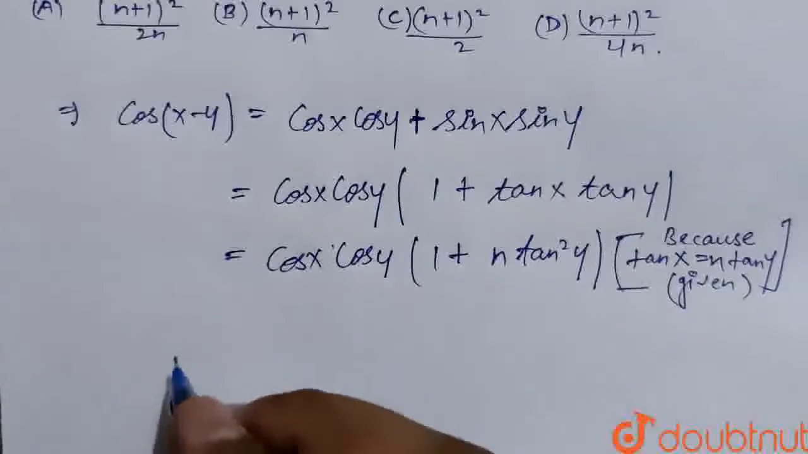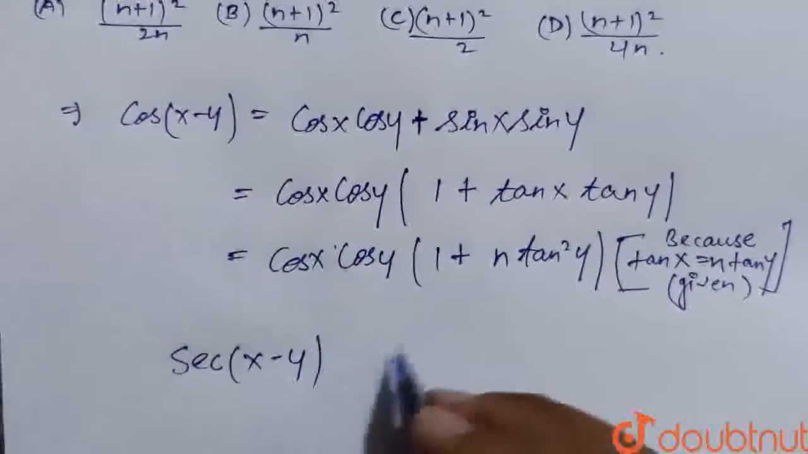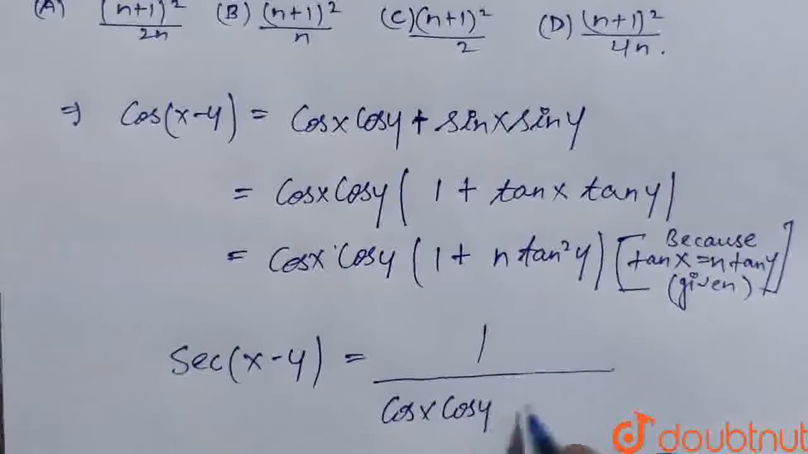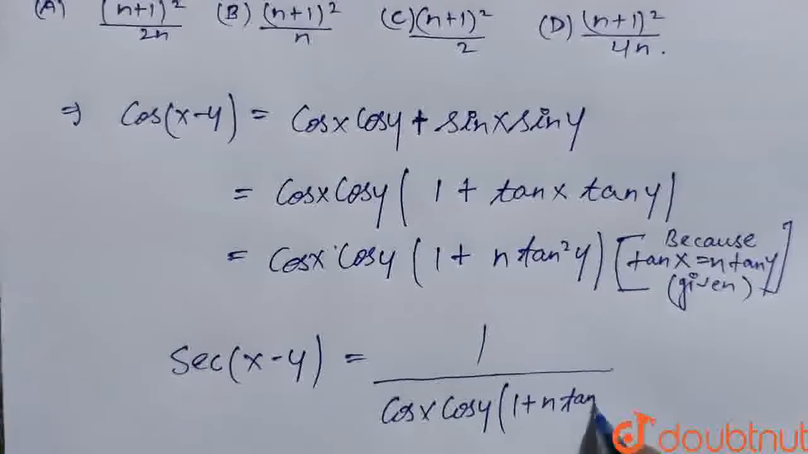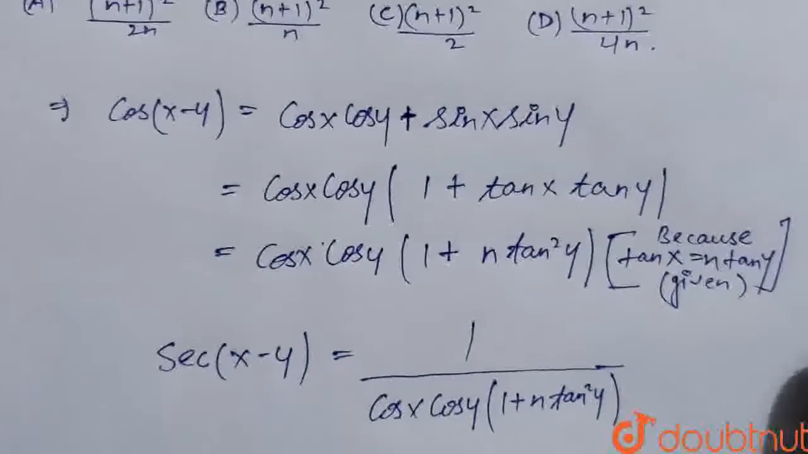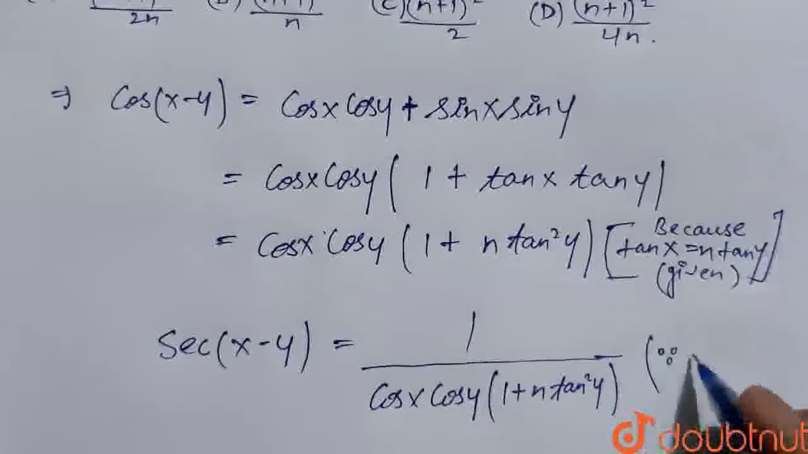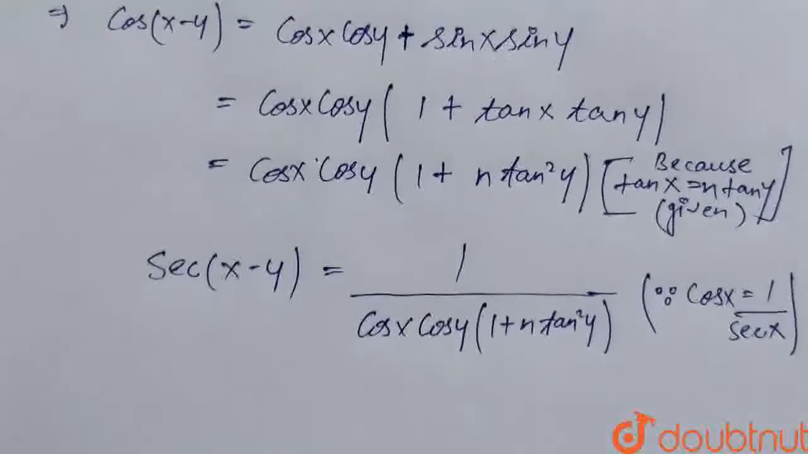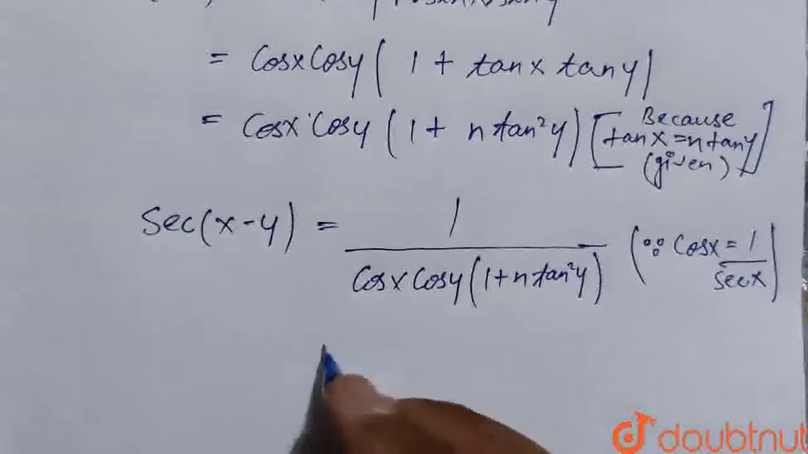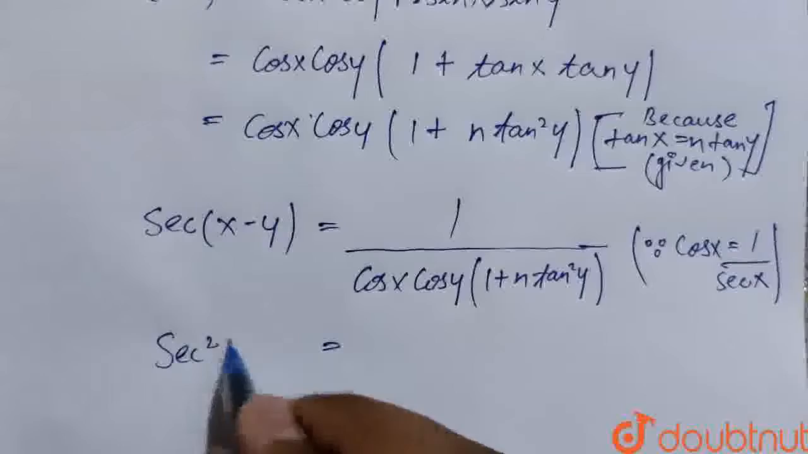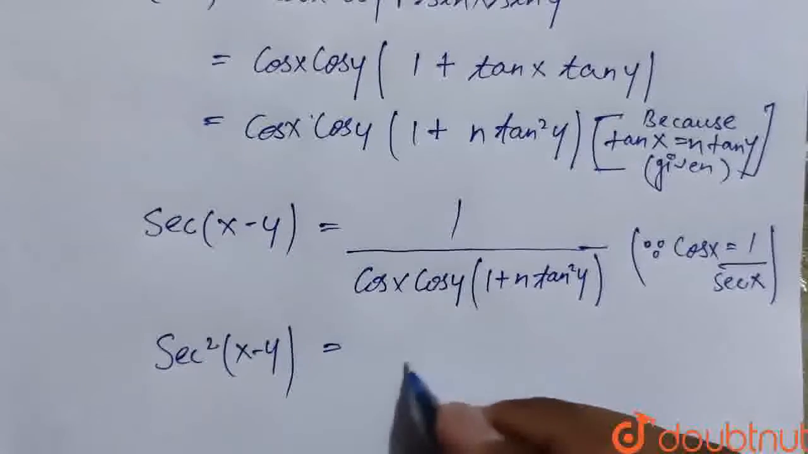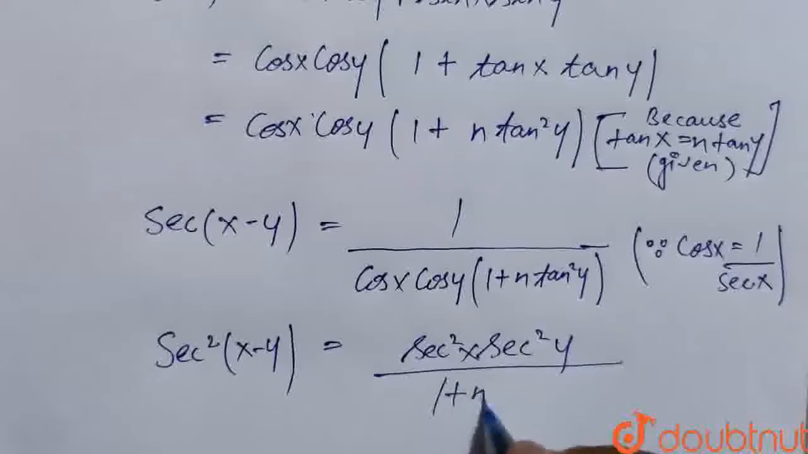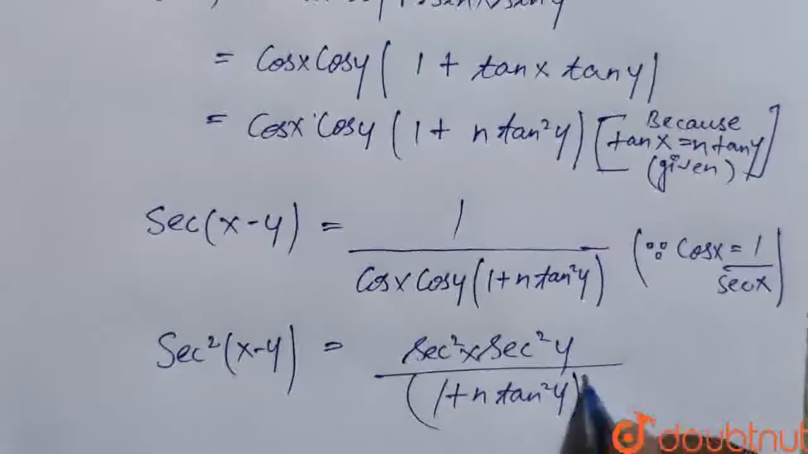From here we can see that secant(x minus y) will come to us as 1 by cos x cos y times 1 plus n tan square y, because cos x equals 1 by secant x. From here we get secant square(x minus y) is equal to secant square x secant square y divided by (1 plus n tan square y) whole square.